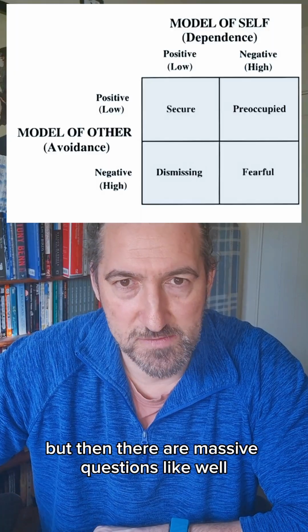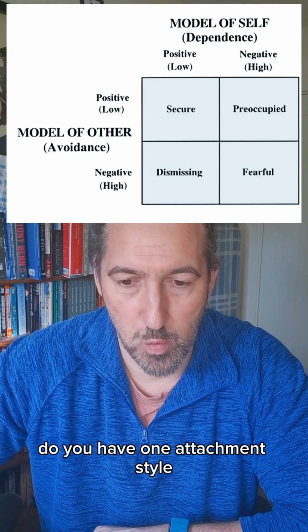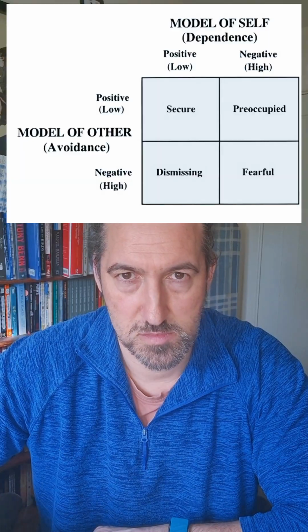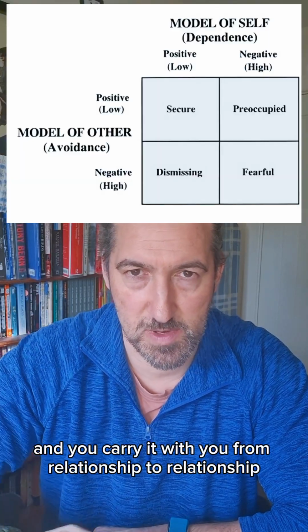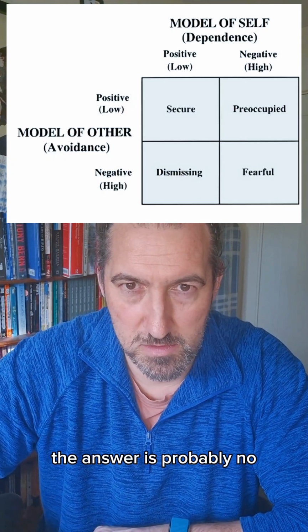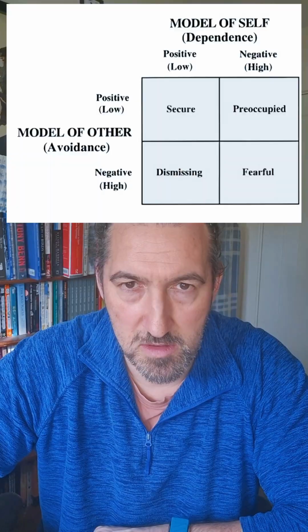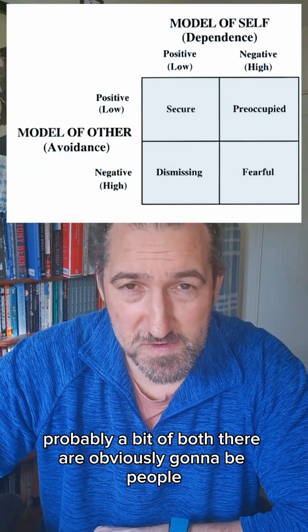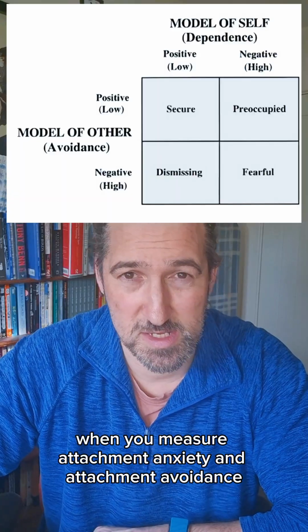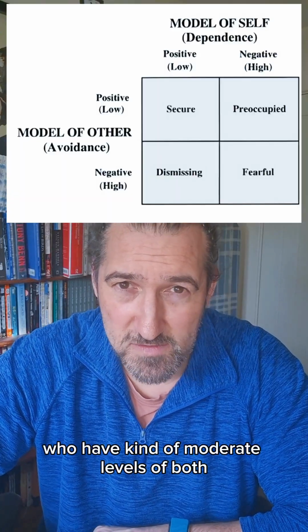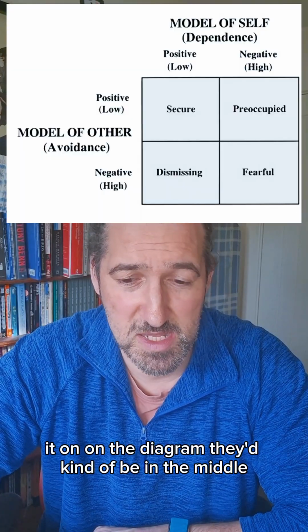But then there are massive questions like, well, do you have one attachment style that doesn't change and you carry it with you from relationship to relationship? The answer is probably no. Does your attachment style depend on you or the other? Probably a bit of both. There are obviously going to be people, when you measure attachment anxiety and attachment avoidance, these two separate dimensions, who have kind of moderate levels of both. On the diagram, they'd kind of be in the middle.